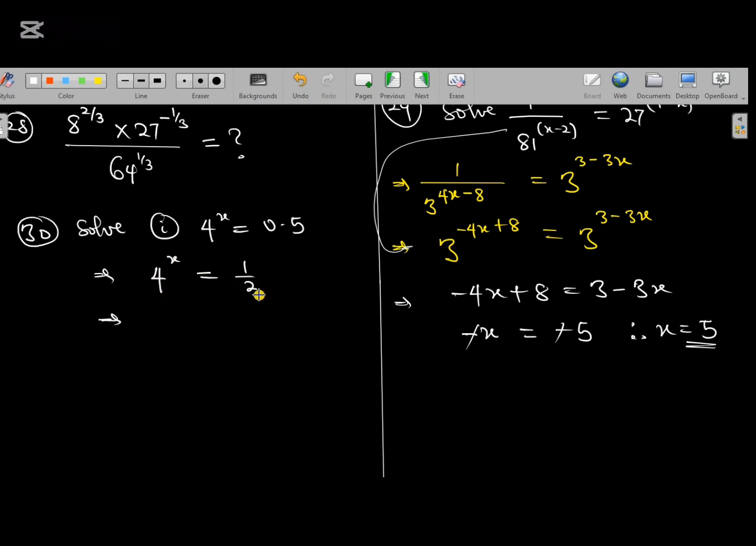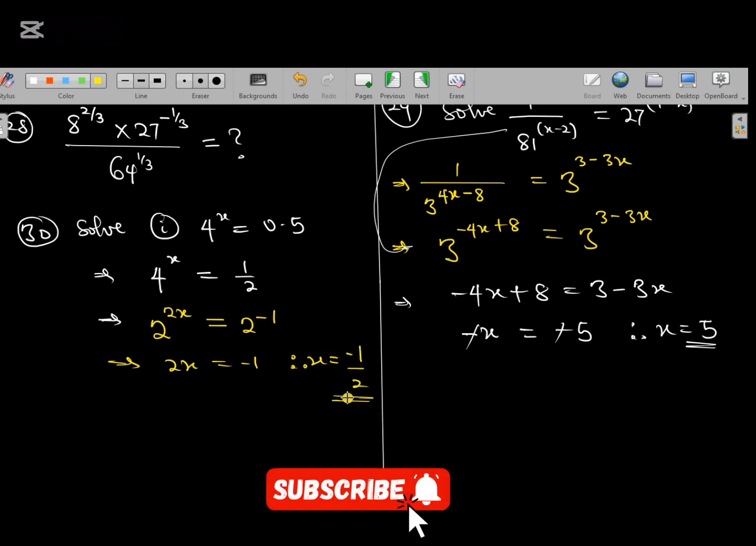Okay, so we take everything here to base 2, which is possible. So we can write this as 2 to the power of 2, and that 2 will multiply x to give us 2x, equal to, on this side, 2 raised to the power of minus 1. Equal bases will go, so we have 2x is equal to minus 1, and therefore our x alone, you divide both sides by 2, you get minus 1 over 2.